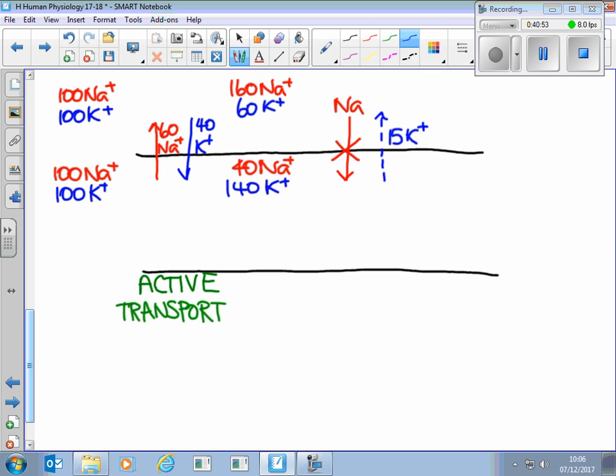So let's add up our numbers. Sodium-wise, what do we got outside? Now, just sodium. Still got the 160, haven't we? Because that had to stay there. What we got inside? Still got 40. But we've had a change in the potassium. So what we got outside for potassium? 75.